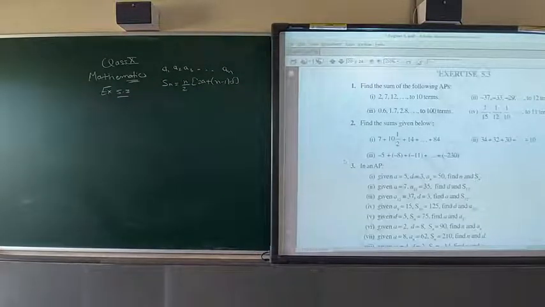Now we directly move to exercise 5.3. I think it is already open in that video also. Exercise 5.3, question number 1: find the sum of the following AP. The AP is given as 2, 7, 12, up to 10 terms.